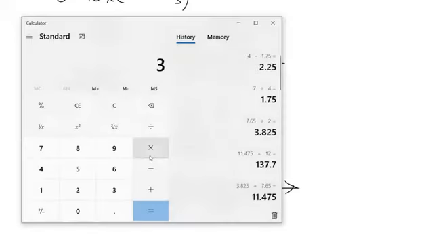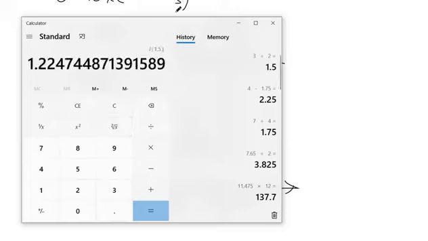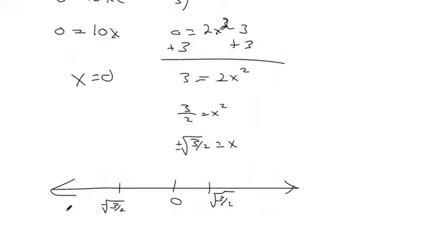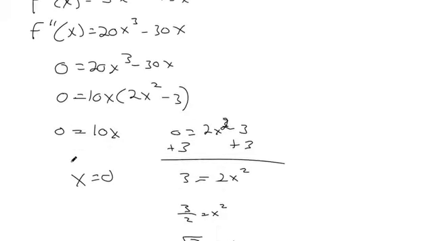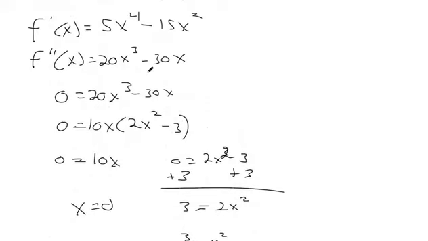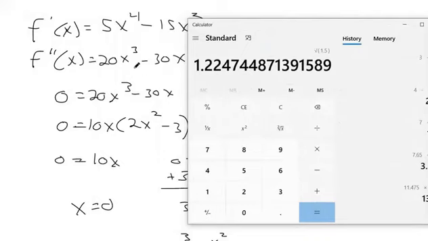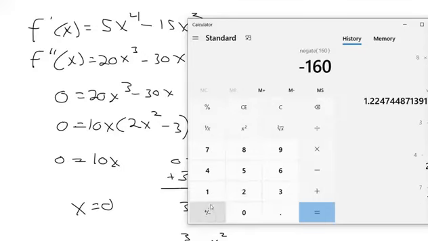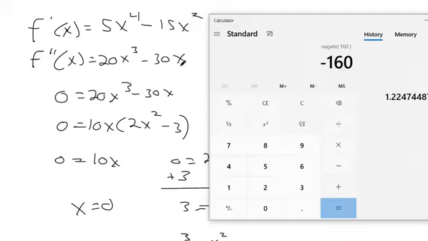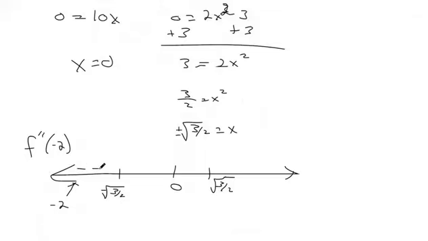What is this? 3 over 2 square root. Okay, so let's test a point further to the left, because these are the only places where we could switch concavity. Okay, let's try x equals negative 2. We don't really care what the result is. We just want to know whether it's positive or negative. So if I plug in negative 2 into the second derivative, that's going to give me negative 2 cubed is negative 8. So negative 8 times 20 gives me negative 160. And this is negative 2 times negative 30 makes positive 60. So we're going to get a negative number if I plug in negative 2. So it's negative over here.